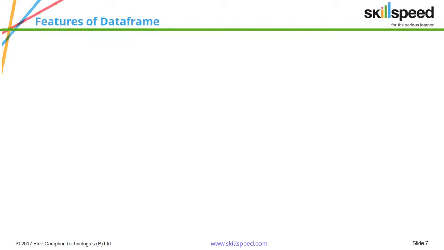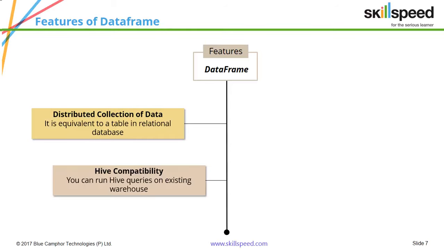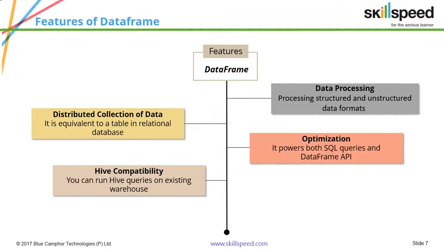Here we can take a look at the features of data frame. As you are aware, it is a distributed collection of data, basically like a table structure, and there is Hive compatibility. You can run queries on the data stored in Hive. You can process structured and semi-structured data, and it has a built-in Catalyst optimizer.